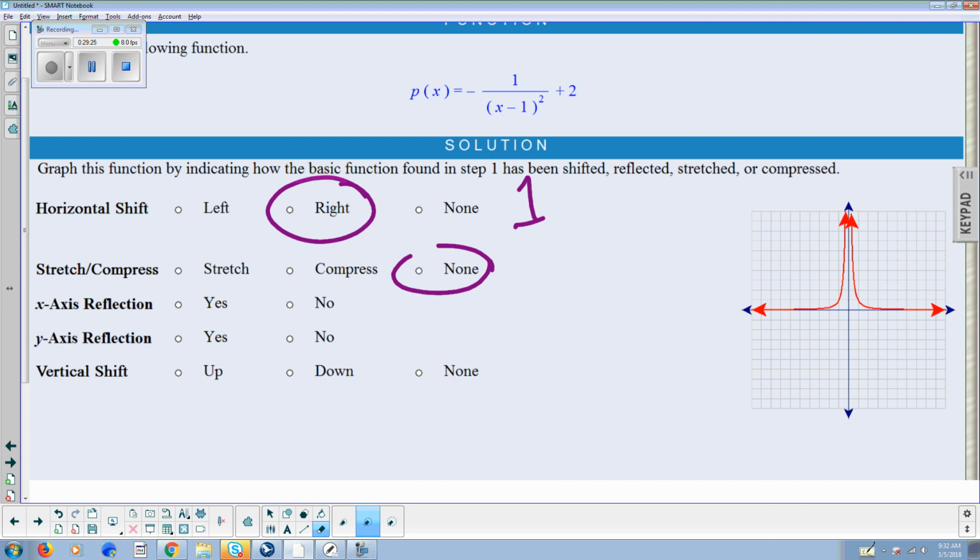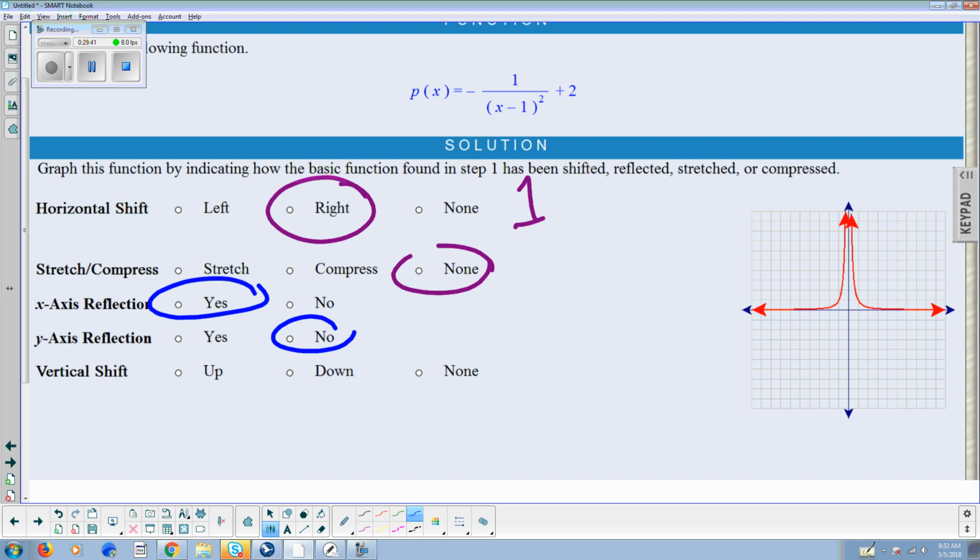Does this one have an x-axis reflection? Yes, because of the negative in front of the function. Does this one have a y-axis reflection? No, because there is not a negative directly on the x. Does this one have a vertical shift?